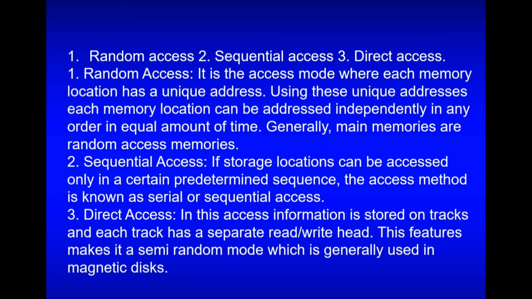The second method is sequential access, which is, I gave you an example of magnetic tapes. If storage location can be accessed only in a certain predetermined sequence, the access method is known as serial or sequential access. So magnetic tapes are examples of sequential access.